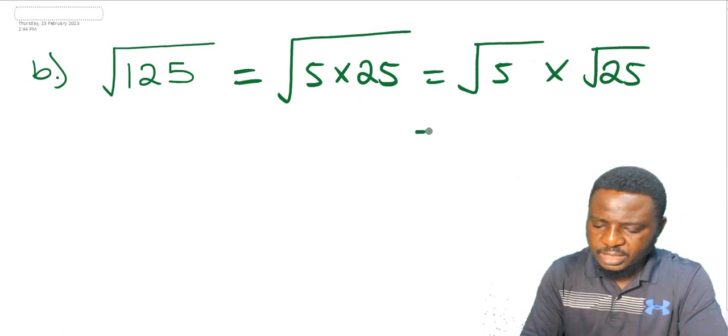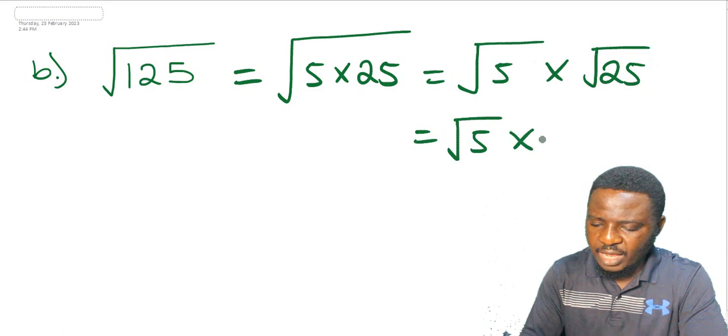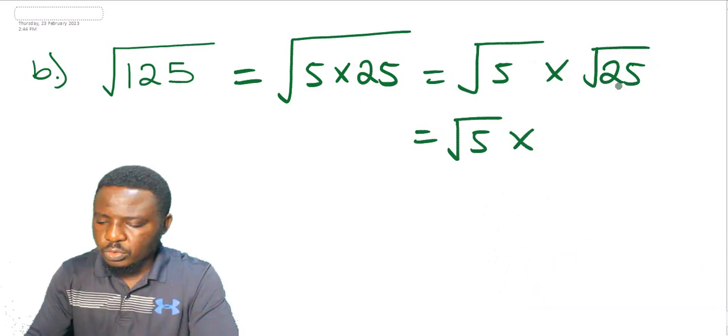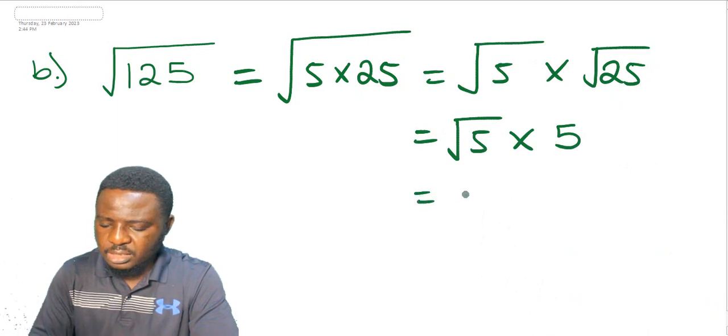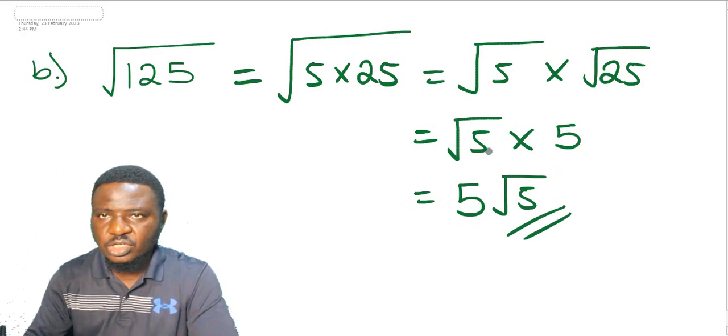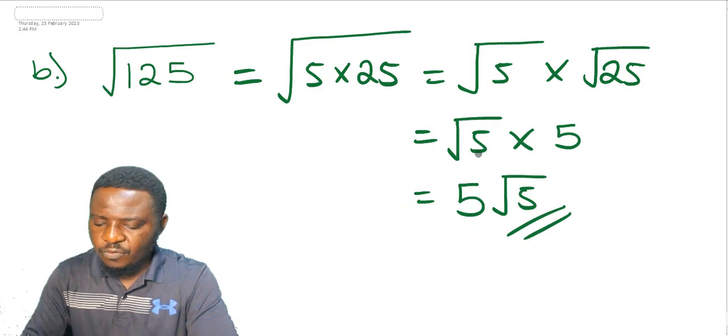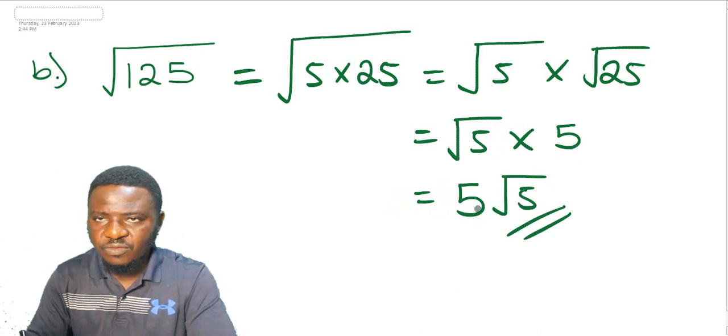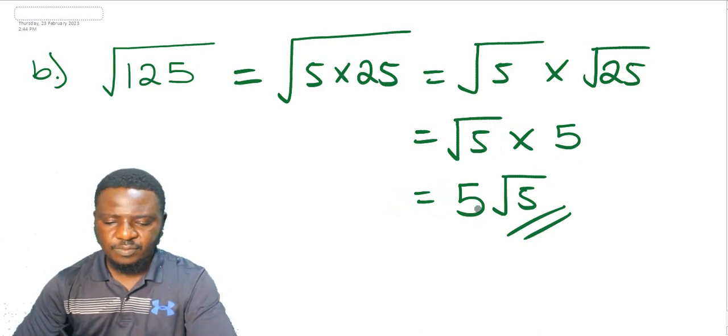And when you simplify this further, this becomes root 5 times root 25, and 25 is the perfect square. So root 25 is said to be 5, and this is said to be 5 root 5. When you multiply this, I had to bring the rational number in front before the irrational number. So root 5 times 5 is said to be 5 root 5.